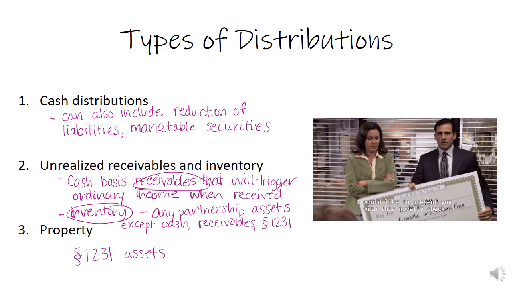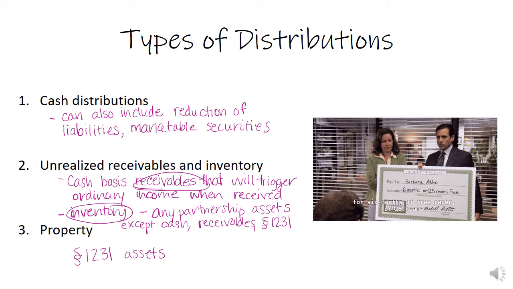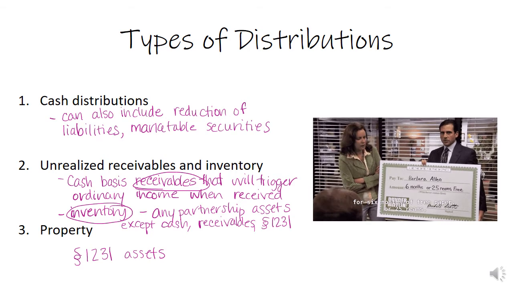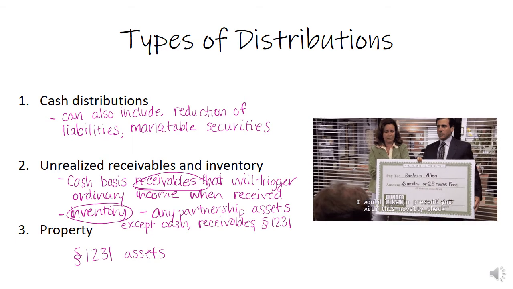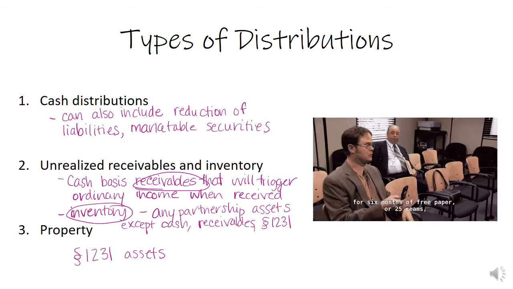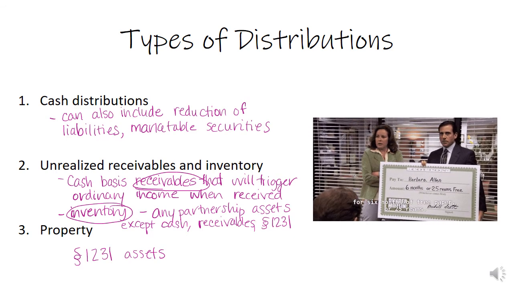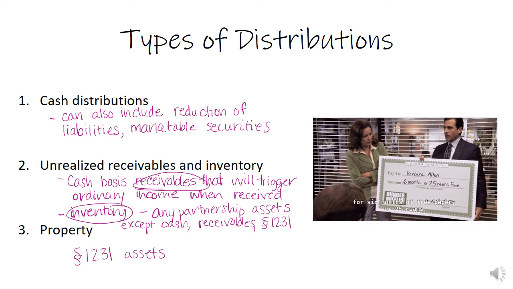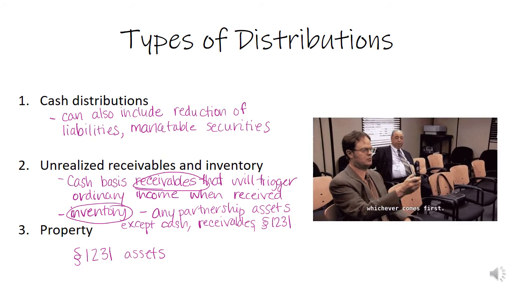The second type of distribution is unrealized receivables and inventories. These are receivables that would trigger ordinary income when received. And inventory, which is broadly defined as any partnership assets except cash, receivables, or depreciable property. Again, as long as these properties do not exceed the partner's basis, the partner does not have to record a gain when they receive the distribution. And finally, property. Anything that's not included in cash, inventory, or receivables.